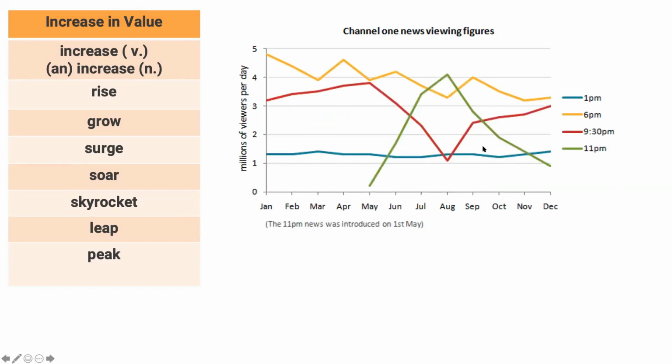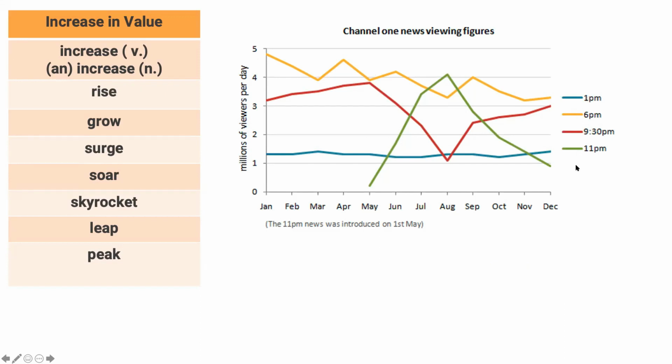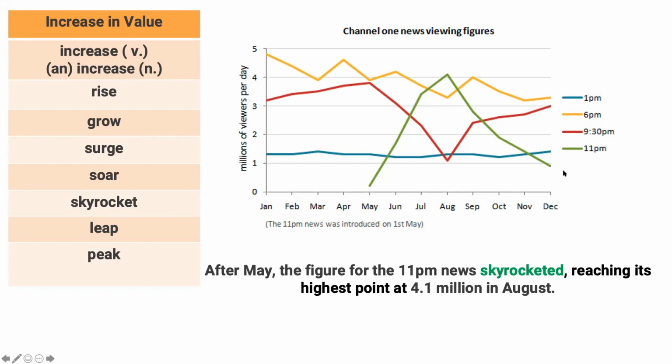So now let's look at a different example. We see very drastic lines here. It shows the average daily viewing figures for Channel 1 News over a 12-month period. So we've got January to December, and we've got our times here on the right-hand side. So let's take a look at this first sentence. It says, after May, the figure for the 11 p.m. news skyrocketed, reaching its highest point at 4.1 million in August.